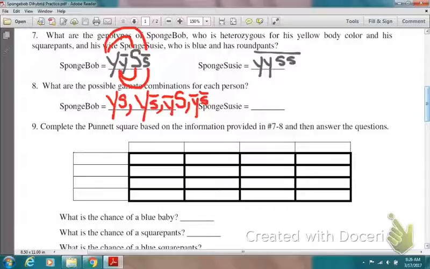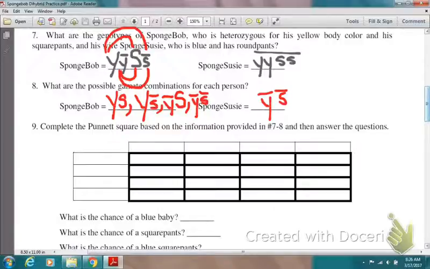But how did you know that the Y went in front instead of the S? We just used the order; it doesn't matter. Would it be wrong if I said big S, little Y? No. We just did the traits in the order that they were given to us. So no, it doesn't matter. Okay, now Sponge Susie, what is the only gamete that she can make? She can only make a little y, little s. That's it.